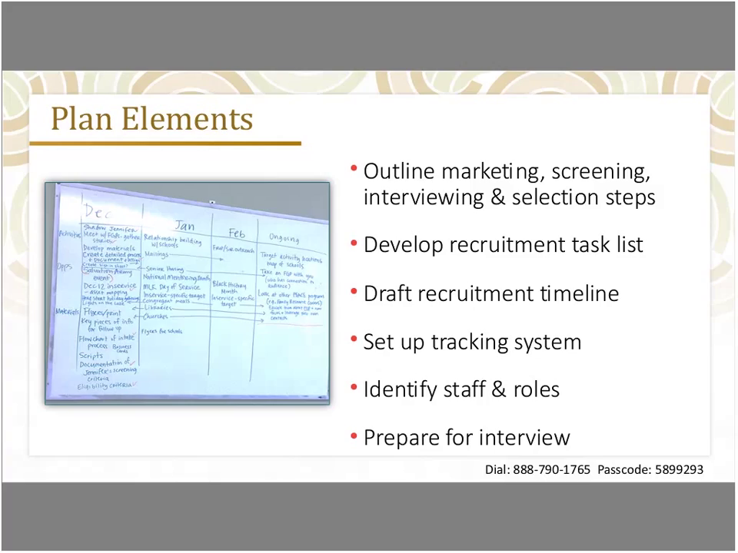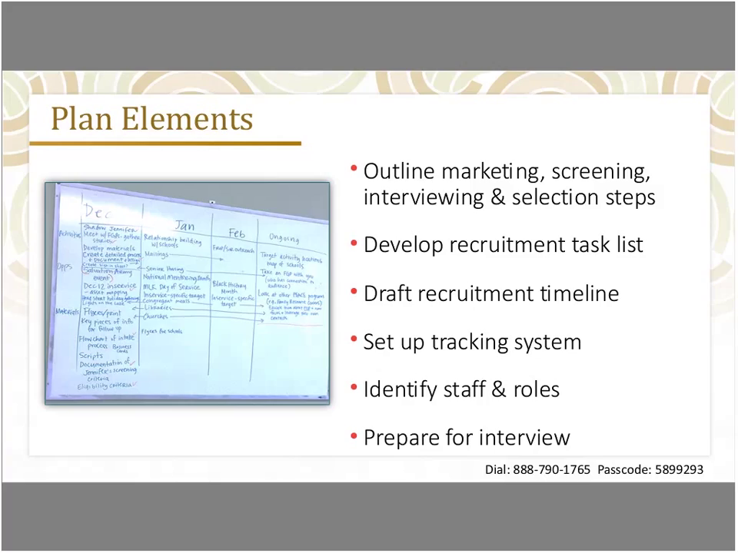To develop a recruitment checklist, be specific. What is it that you want to do, and who is going to do it? When is it going to be done, the timeline? How are you going to track this? How are you going to make sure midway through where you should be, and if not, what do you do? And then the roles and responsibilities, and above all, to prepare for the interview.